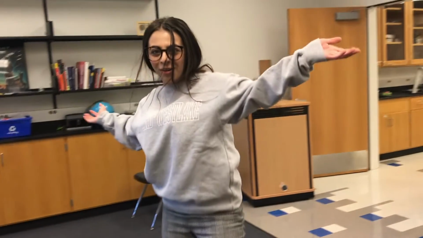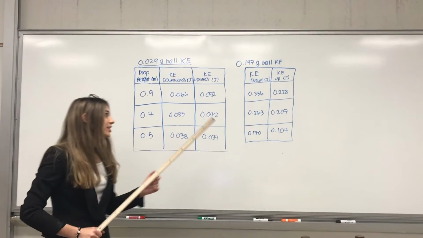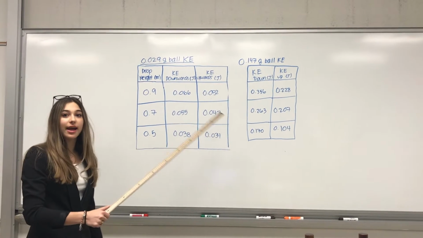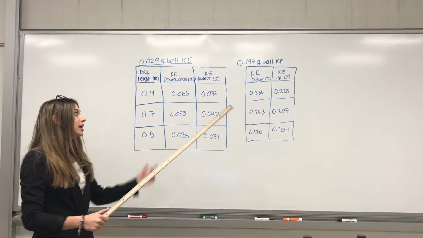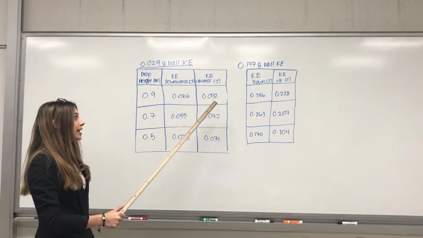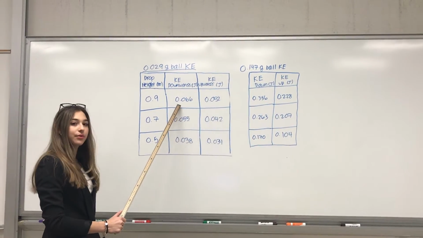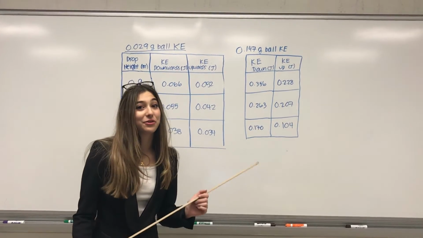Hey Dr. Weiner, what's up? So as we can see from our final data tables of kinetic energy for each ball going up and down, kinetic energy is actually less on the way back up than on the way down. Wait, why would kinetic energy be less? Isn't it conserved? That's a very good question, Sydney.